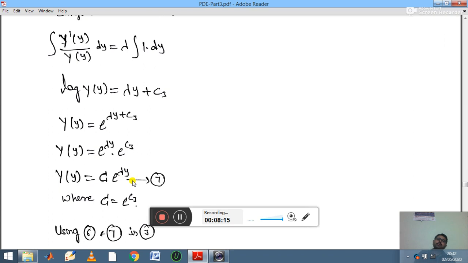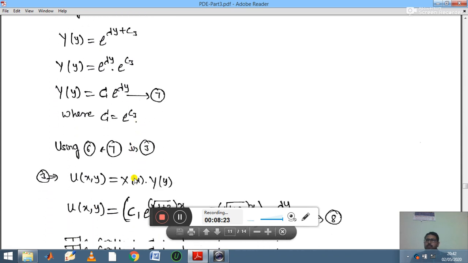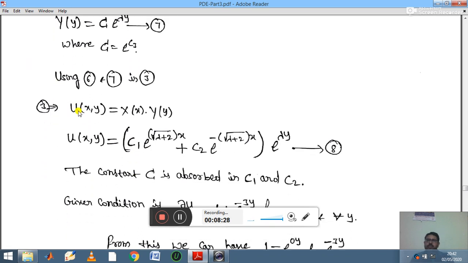Now you have two solutions, the X of x values and the Y of y values. Now use equations 6 and 7 in equation 3. Your equation 3 is u of x comma y is equal to X of x into Y of y. If you substitute equations 6 and 7 in 3, you get u of x comma y is equal to X of x value, c1 into e power square root of lambda plus 2 into x plus c2 into e power minus square root of lambda plus 2 into x, into e power lambda y.